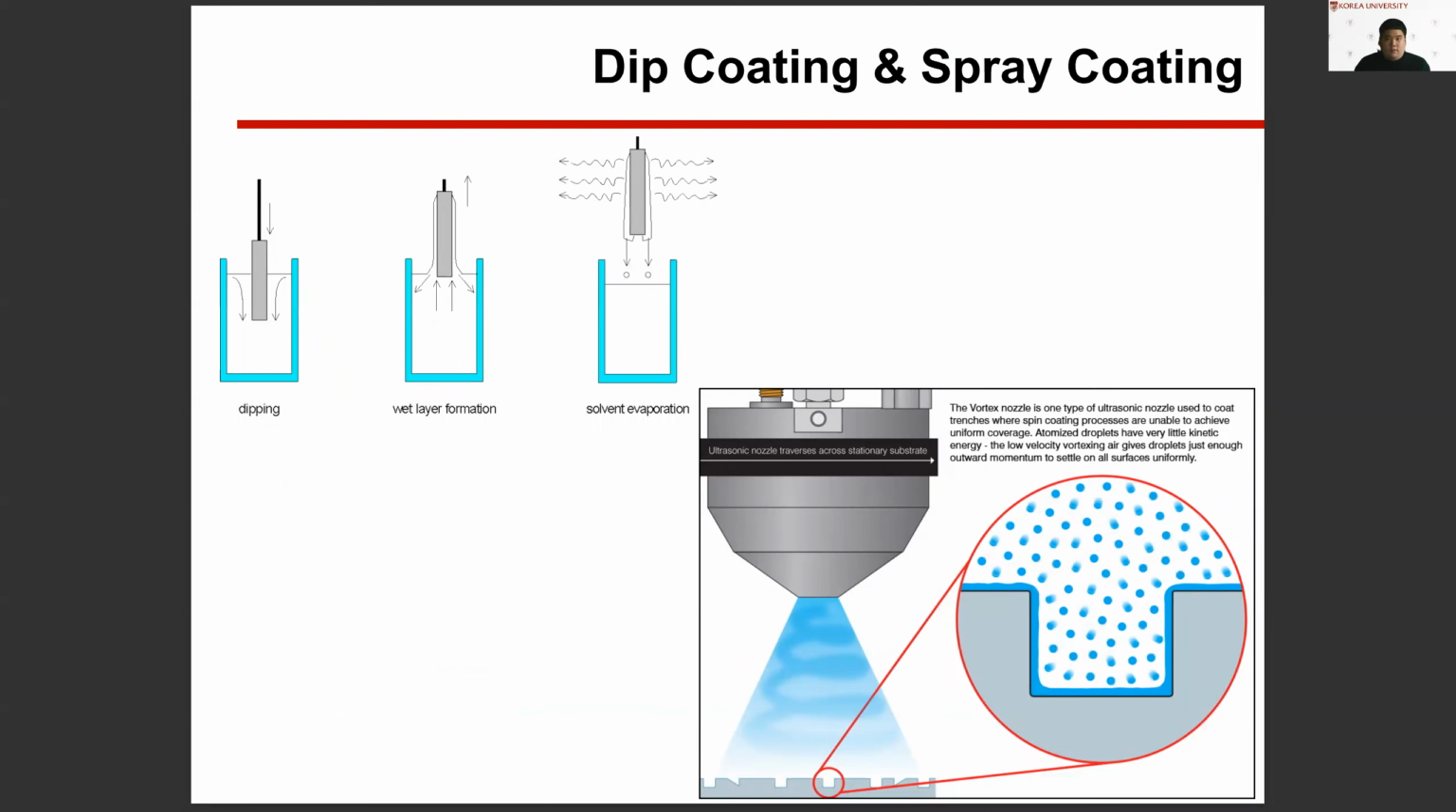Unlike normal fabrication processes, in display fabrication we cannot spin the device itself, especially for televisions, because the size is too big to spin. For these conditions, we use dip coating or spray coating mechanisms.